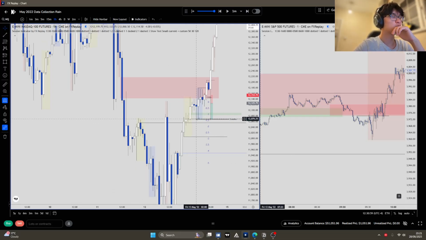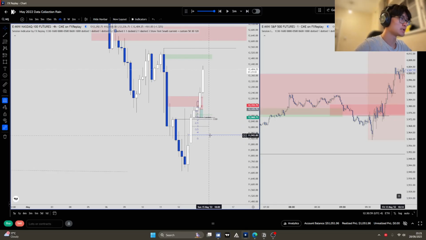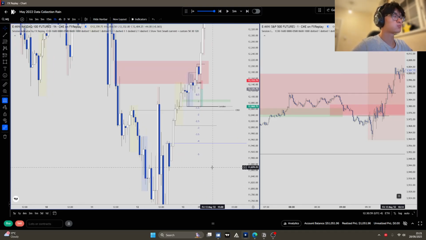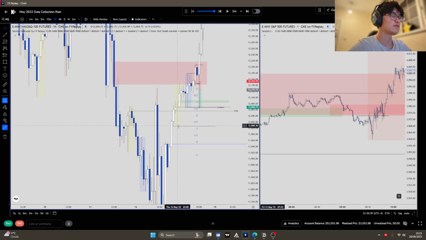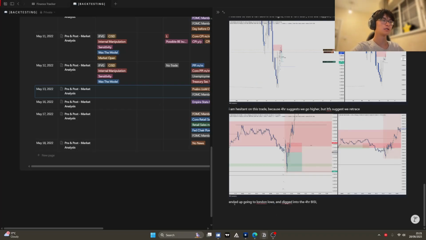Kind of confuses me because why do we just come off London and then dip higher? I know higher time frame is bullish, but we also have more of this inefficiency to rebalance into. So why specifically London? Why not Asia? Because that's the most inefficient area, I think. Well, I could just be talking out my ass actually, but yeah. Anyhow, ended up going to London lows, dug into the 4-hour BISI.